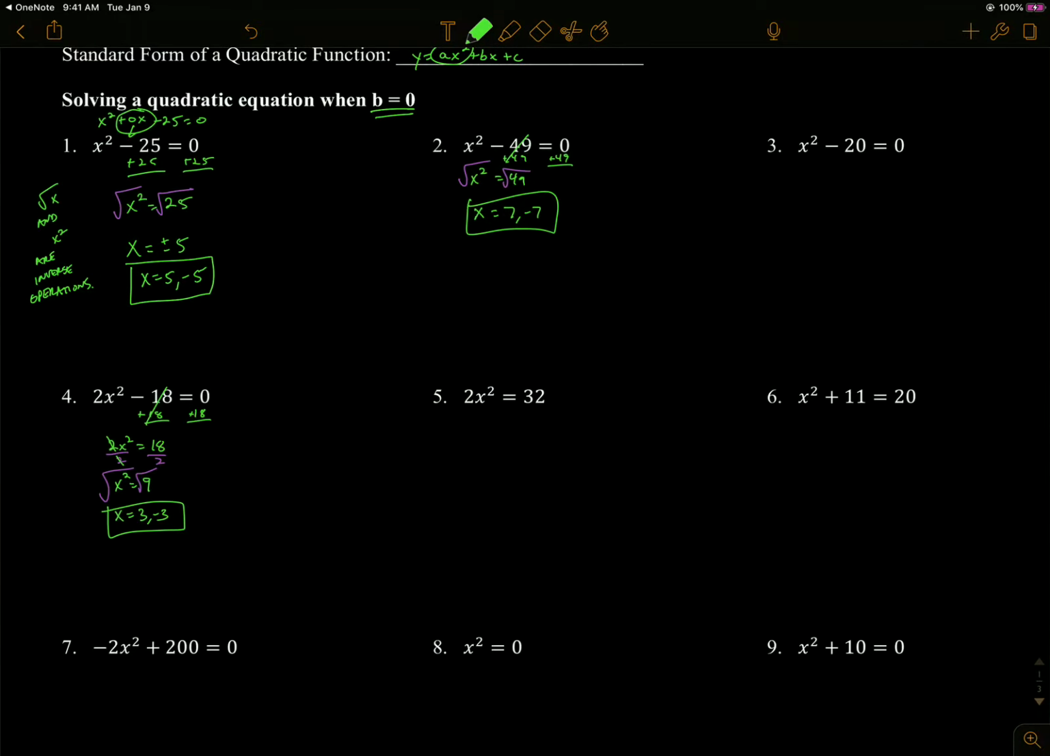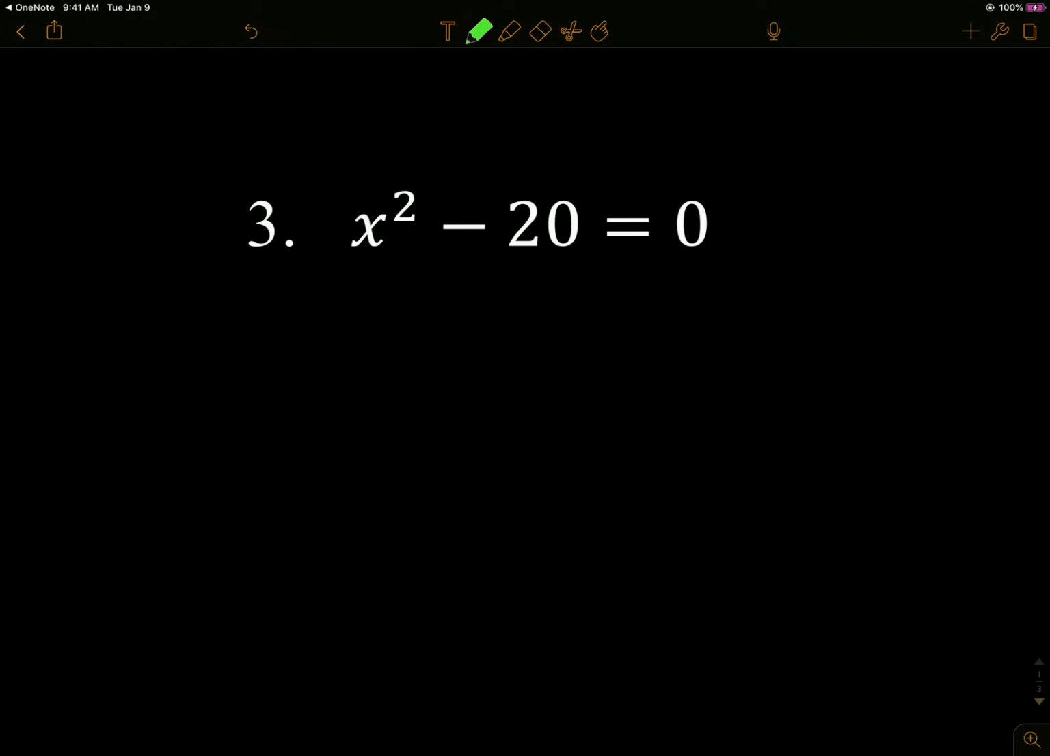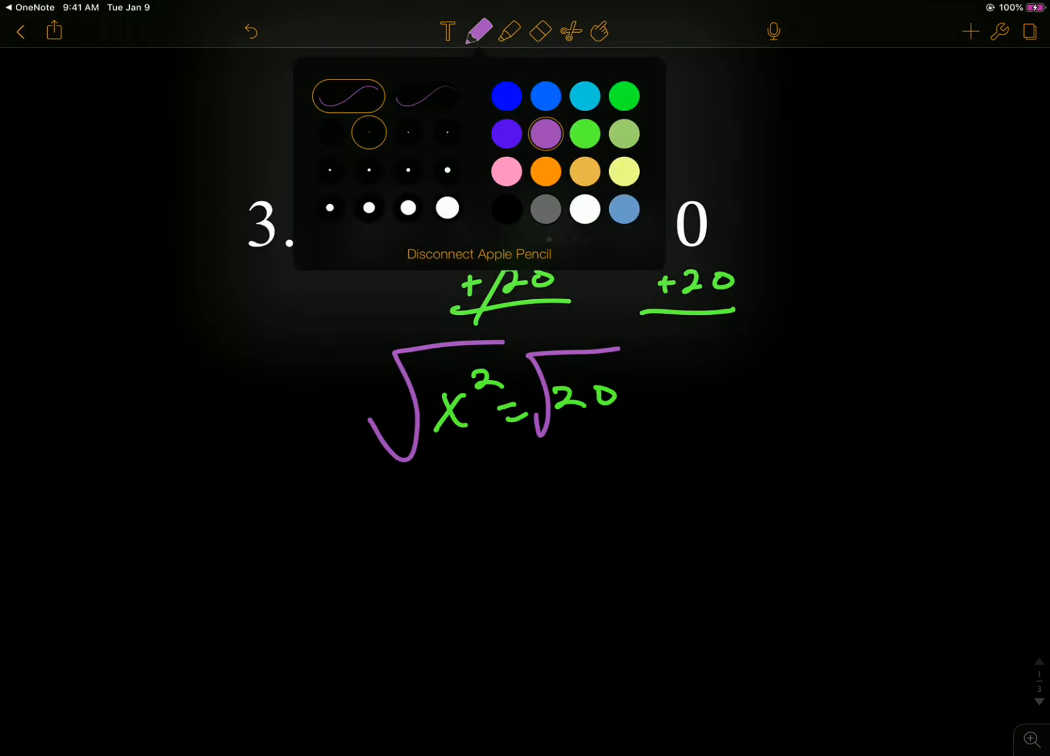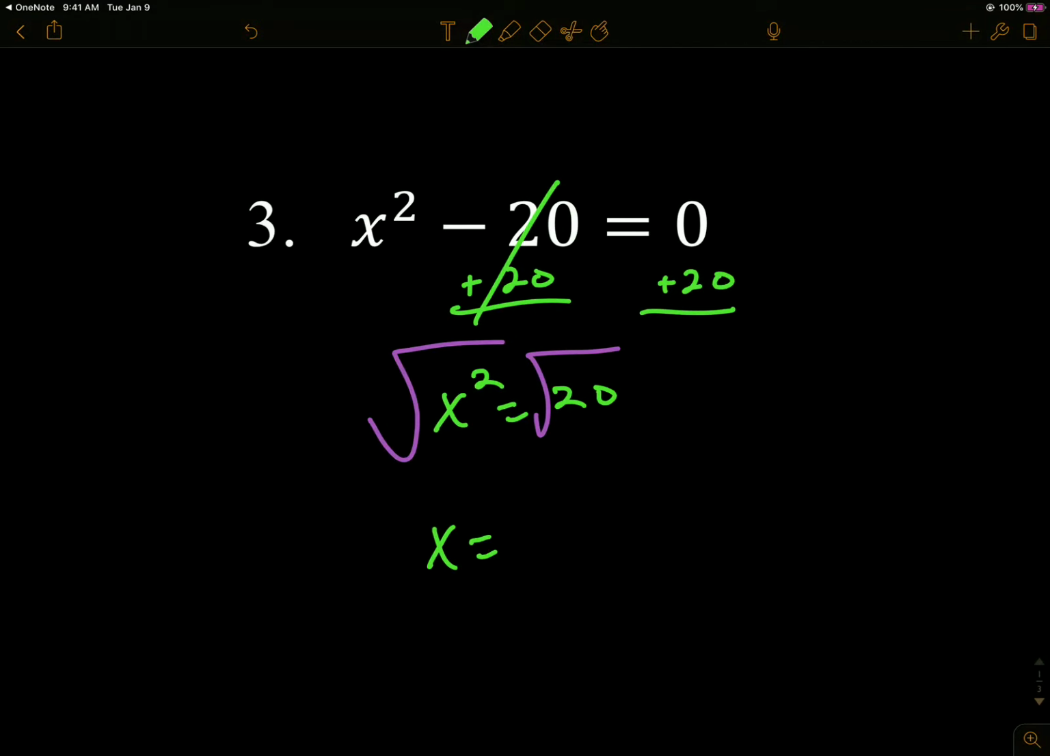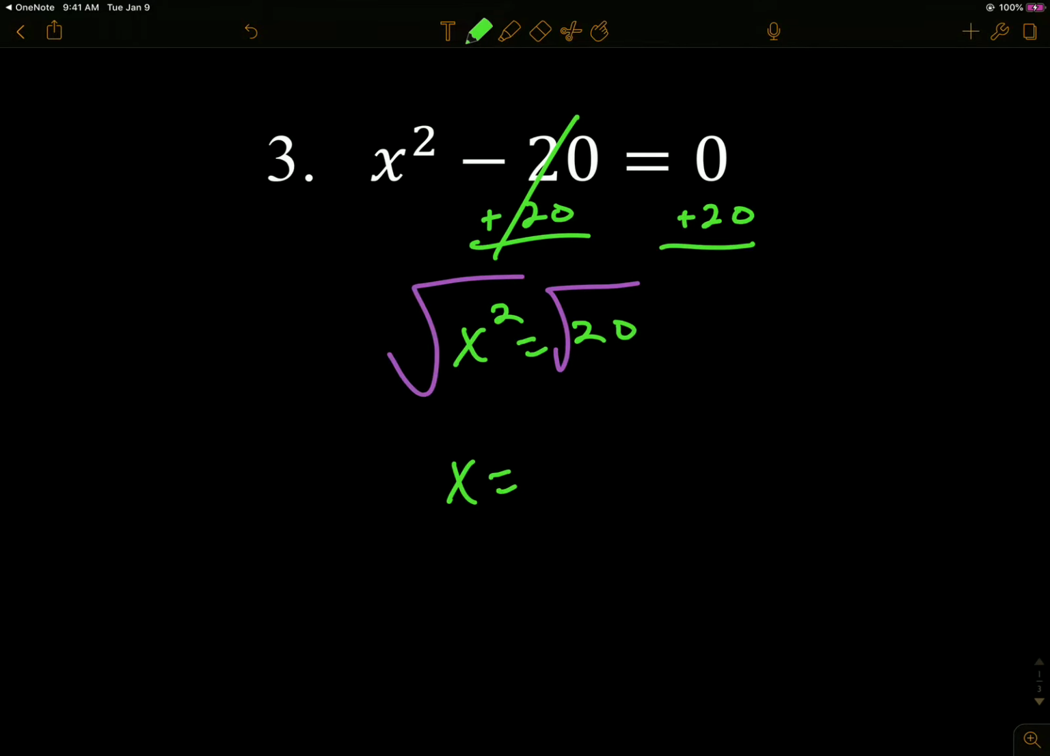All right, let's look at, oh, I skipped over 3. We can add 20 to both sides. We get x squared equals 20. And now when I square root, we run into a little bit of a problem here. The square root of 20 is not a perfect square. So we have the square root of 20 and we have the negative square root of 20.